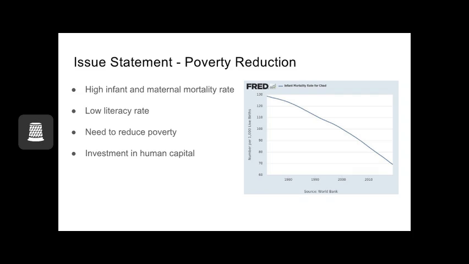Now, these economic indicators show just how drastic the poverty is in Chad. And while there is no easy solution, we're going to highlight investment in human capital as Chad's best chance at obtaining long-term economic growth to improve the standard of living.